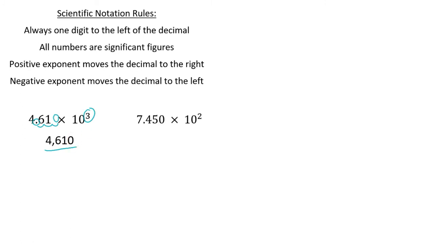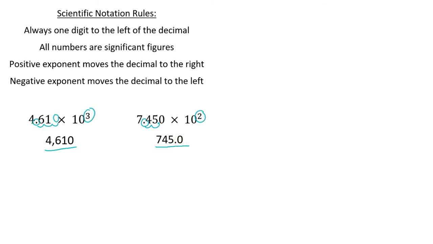Here is our next example. This time we're only doing 10 squared. So we're going to take our decimal and we're going to go 1, 2 places right here. We do not need to add any more zeros in because we have no blank spaces. So this number is simply 745.0. I do want to point out that this 0 does not get dropped. It must still be included in standard notation because it is significant. Remember, any 0 you have that is in scientific notation is automatically significant. So it must be included in the standard notation.